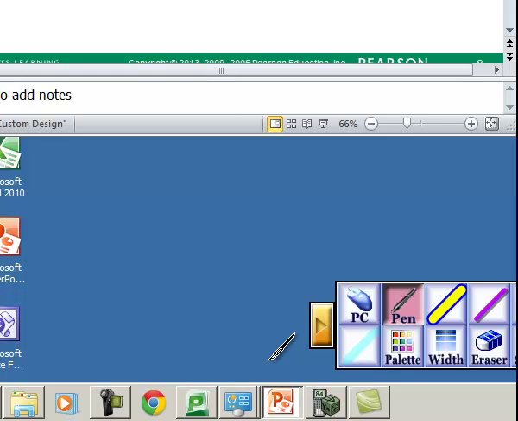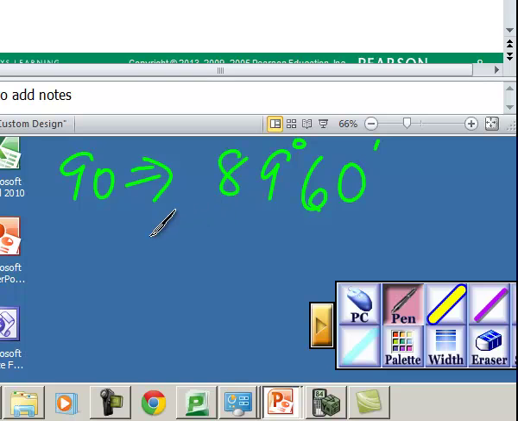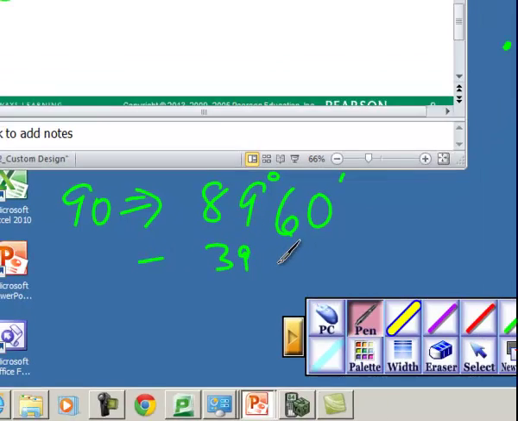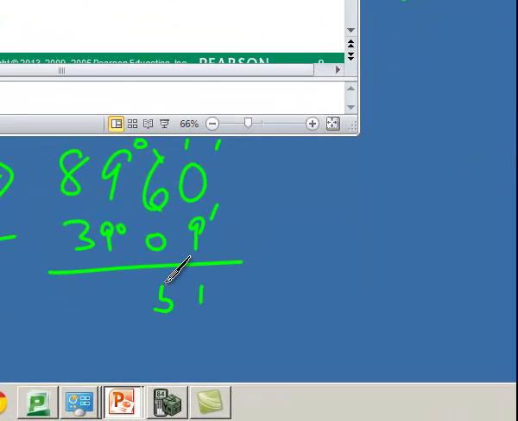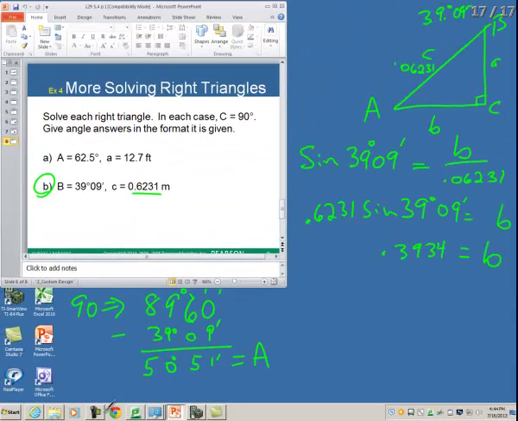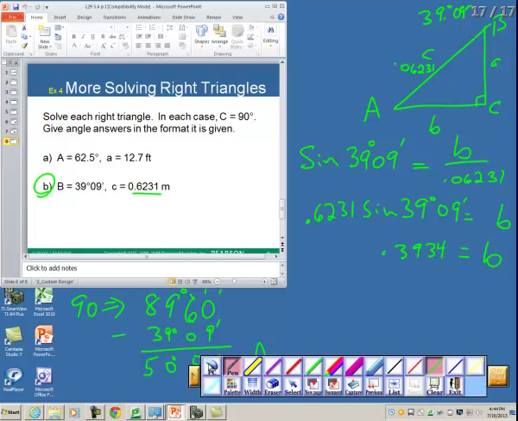So let's try that using degrees and minutes. So this would be 90, right? That's equivalent to 89 degrees, 60 minutes. We already know that. Minus 39 degrees, 09 minutes. Now this one, you do have to use the 0.9. And I see why they use 0.9. That makes sense. And so that'll be 50 degrees, 51 minutes for angle A. Okay? All right, questions with that? Okay, and that is lesson 29.